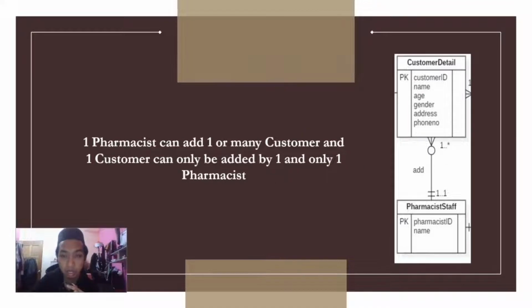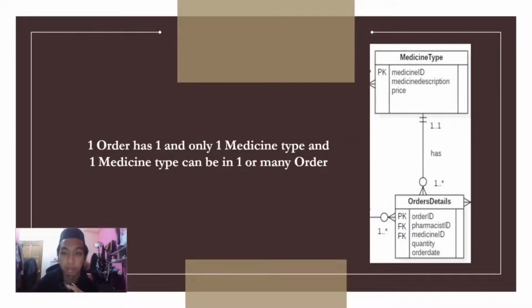The next relationship is between customer detail and pharmacy staff. One pharmacist can add one or many customers, and one customer can only be added by one and only one pharmacist. For the relationship between medicine type and order detail, one order has one and only one medicine type, and one medicine type can be in one or many orders.